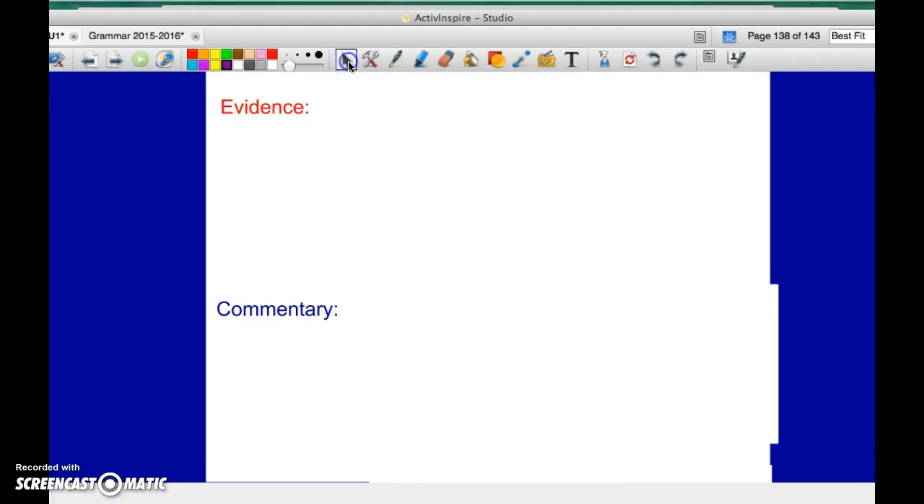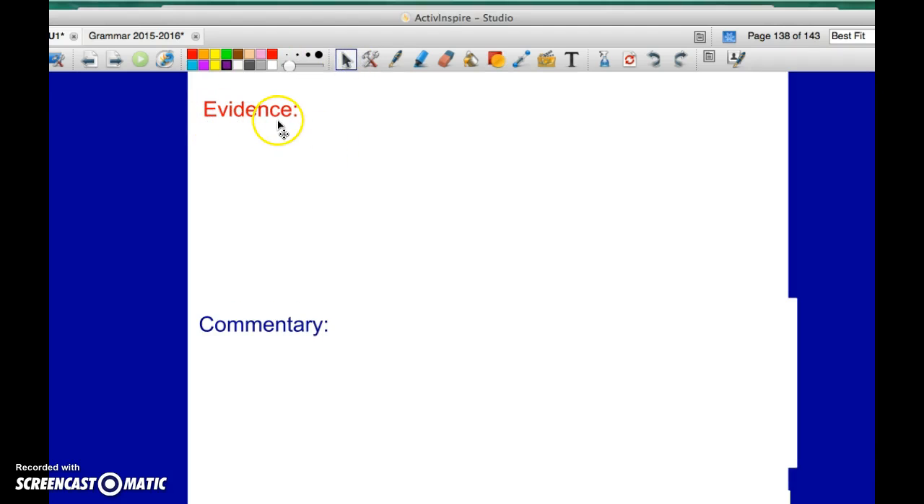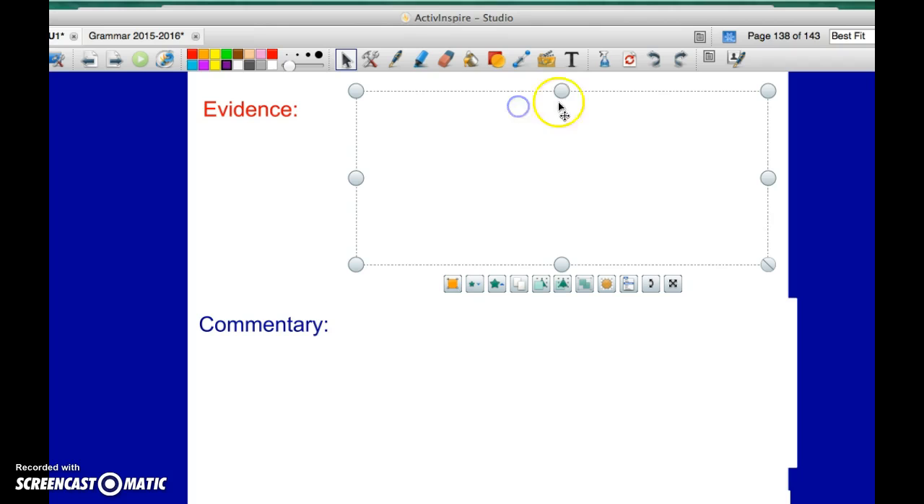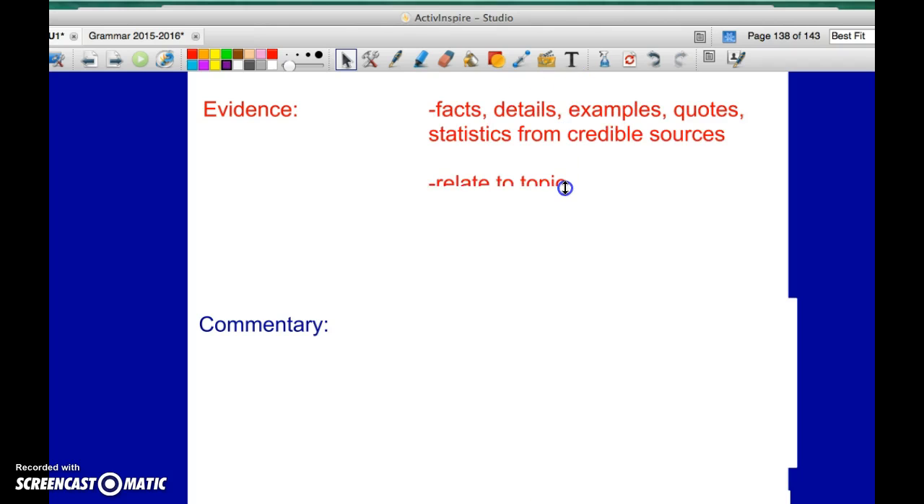Okay, so the first thing we're going to talk about is the evidence in your expository essay. And the evidence is any facts, details, examples, quotes, statistics from credible sources. So in other words, it's the information you get from your research or your reading.